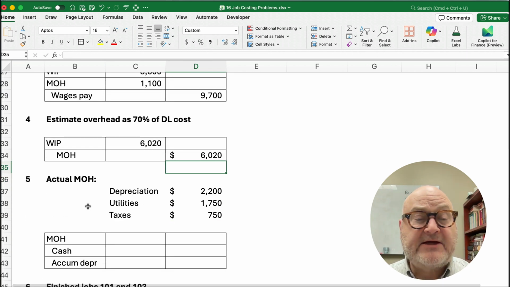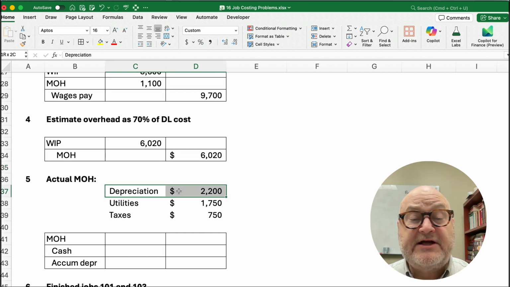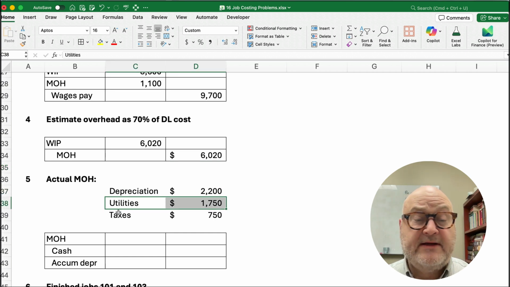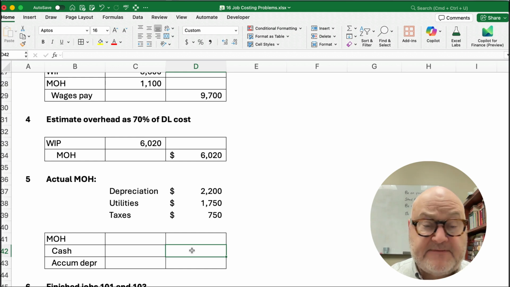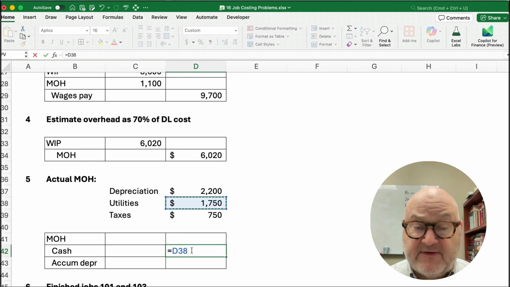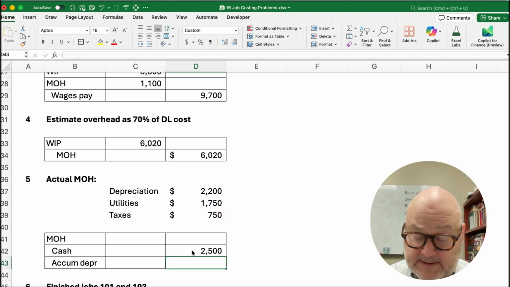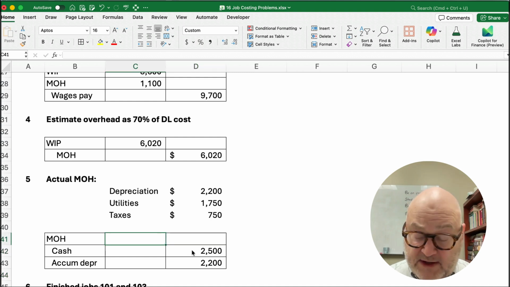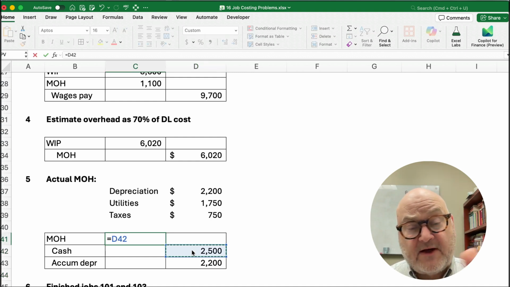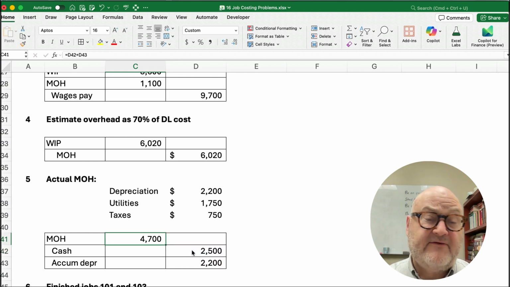Now, let's say we have some actual overhead coming in. What do we do if we have depreciation, and utilities and taxes we're paying cash for? Well, we would debit overhead and we would credit cash and accumulated depreciation. So we would pay cash for utilities and cash for taxes. Accumulated depreciation is going to be 2,200. Then our total actual overhead, we're going to debit overhead: 2,500 plus the 2,200, that's 4,700.